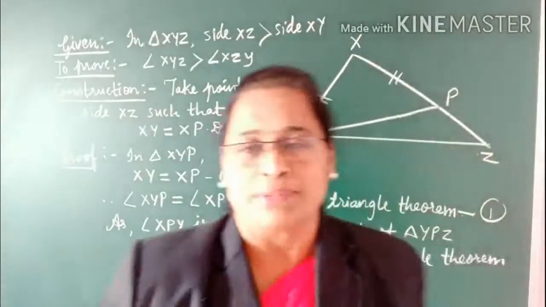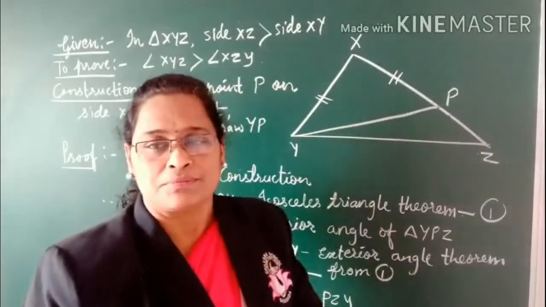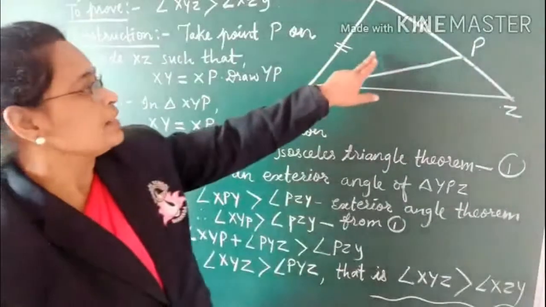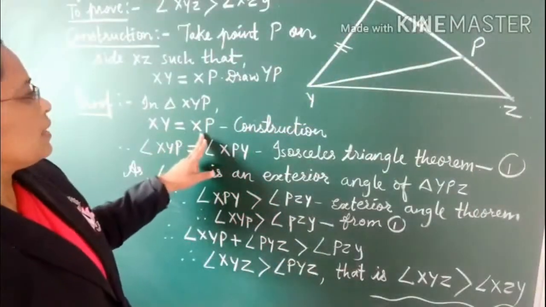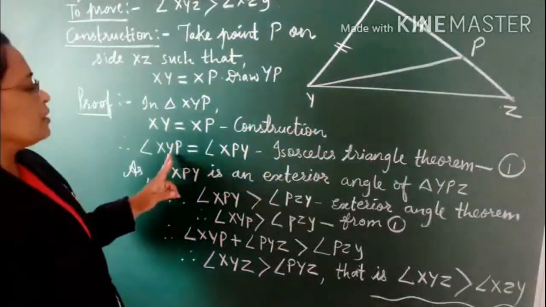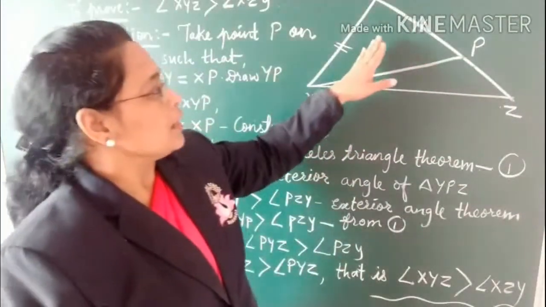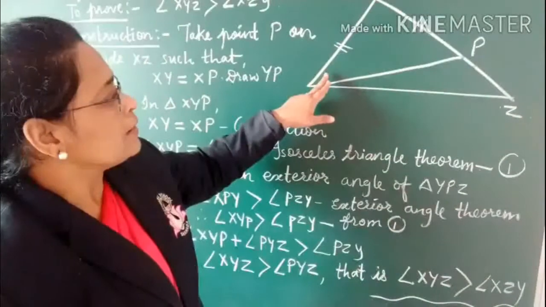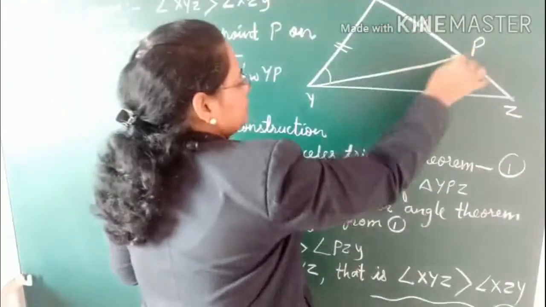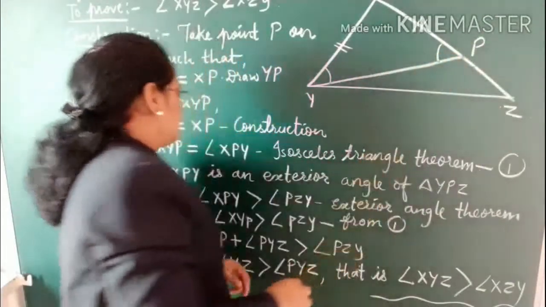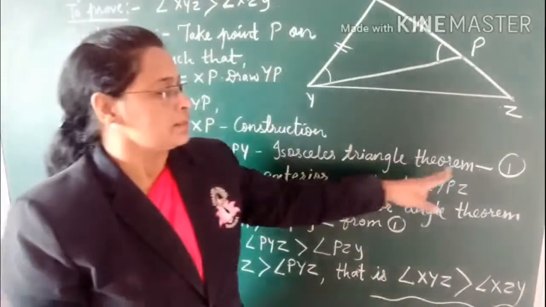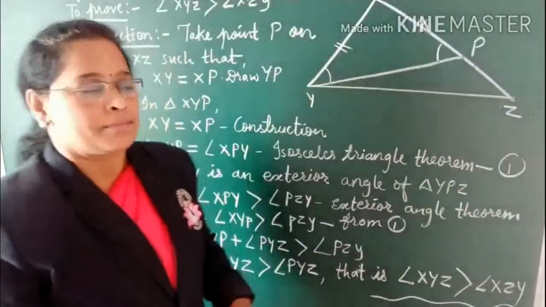So for that purpose, let's see the proof. What are the steps of the proof? Now see here, in triangle XYP, XY is equal to XP, that is by the construction. Then, as it is an isosceles triangle, angle XYP is congruent to XPY. So angle XYP is equal to XPY by the isosceles triangle theorem. Let's mark it as number 1.